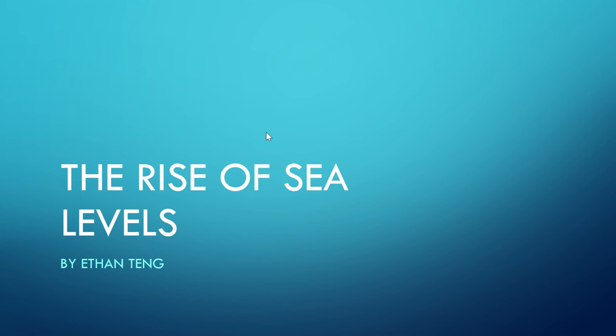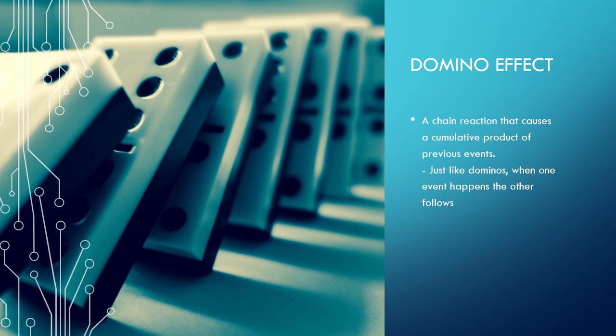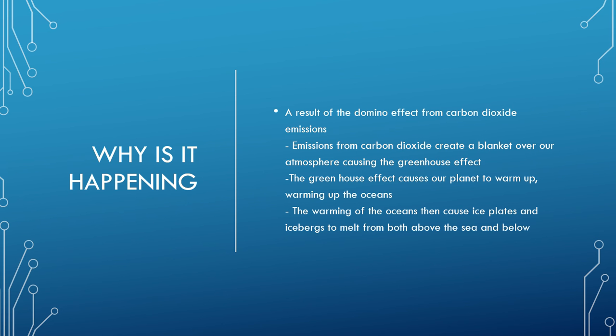My name is Ethan, and I'm going to be doing my AP presentation on the rise of sea levels. So why is the rise of sea levels happening? I want to describe this event with the domino effect. So as seen here, the domino effect is a chain reaction that causes a cumulative product of previous events. And just like dominoes, when you push one item down, everything else kind of follows. So how does that apply to sea levels?